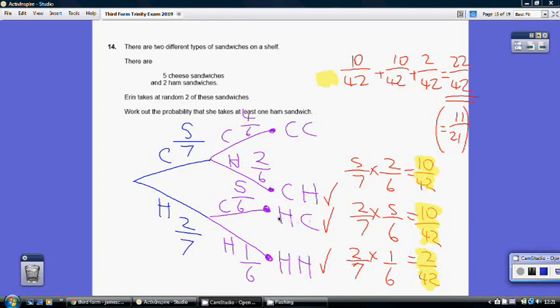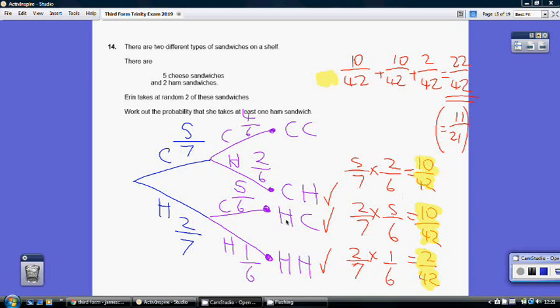The cheese ham, ham cheese, and ham ham. So let's work out the probability of each of these three. So how do we get cheese ham? We have a cheese and then a ham. 5/7 times 2/6. Top times top, bottom times bottom, giving us 10 over 42.